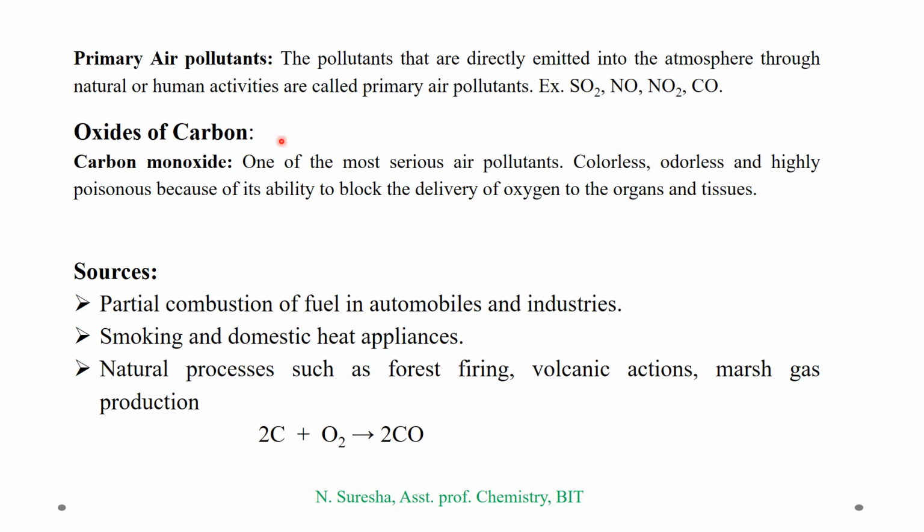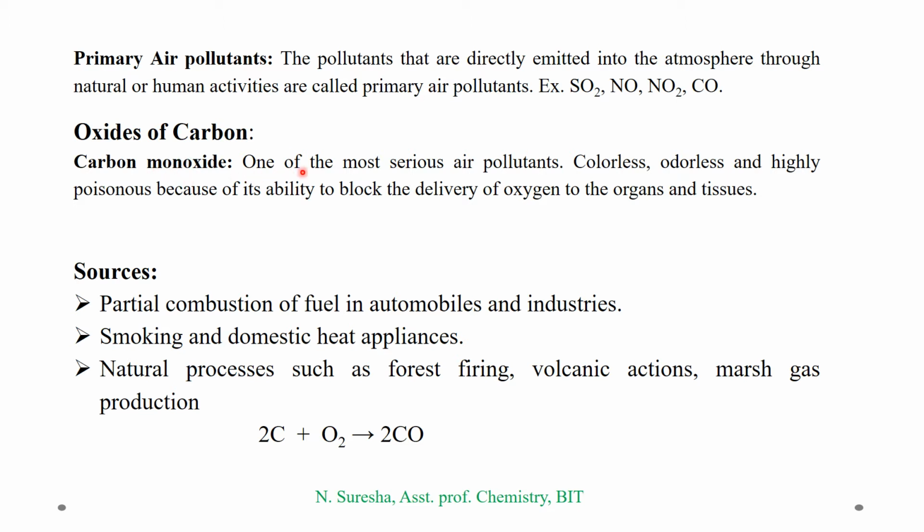Now let us see about primary air pollutants. Primary air pollutants are those that are directly emitted into the atmosphere through natural or human activities. Examples: sulfur dioxide, oxides of nitrogen, NO, NO2, oxides of carbon, carbon monoxide, carbon dioxide. These unwanted gases are emitted into the atmosphere directly through human activities or through natural calamities. Oxides of carbon, carbon monoxide.